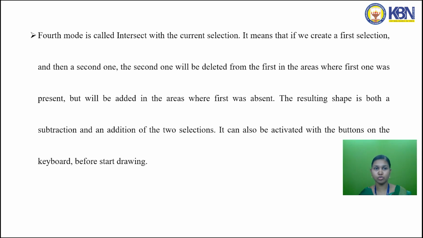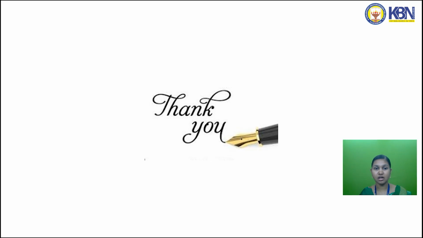Now the fourth mode, this is intersect with the current selection. It means if you create a first selection and then a second one, the second one will be deleted from the first, except in the area where the first one was present. The second one and the first one will both be present, but not fully. The resulting shape is the subtraction and addition of these two selections. The activation buttons are displayed whenever you are starting the drawing. Thank you.